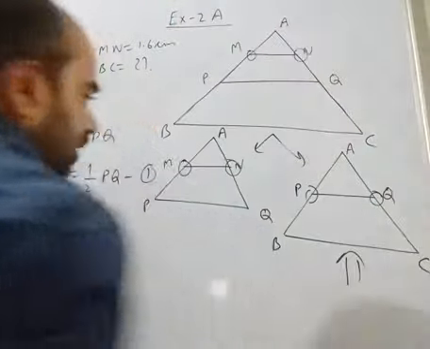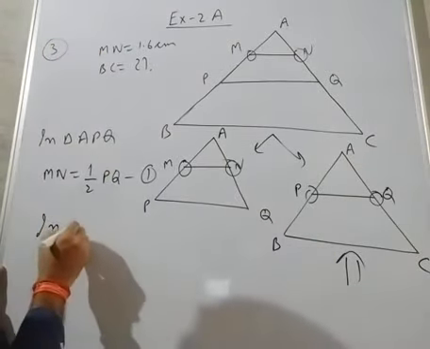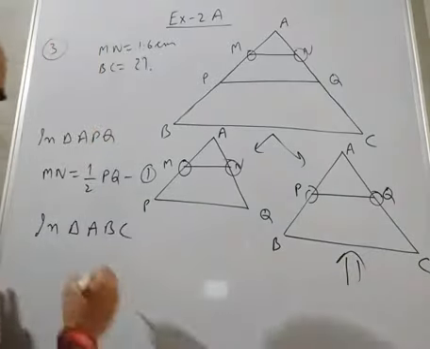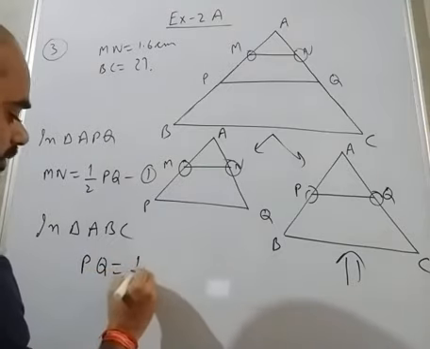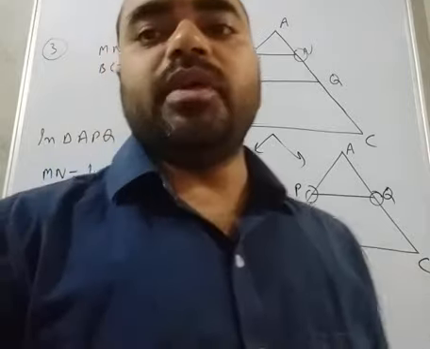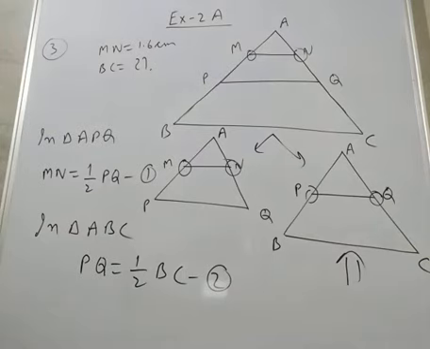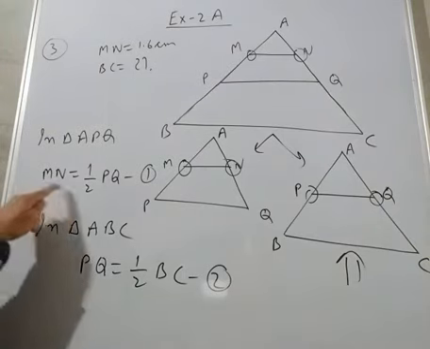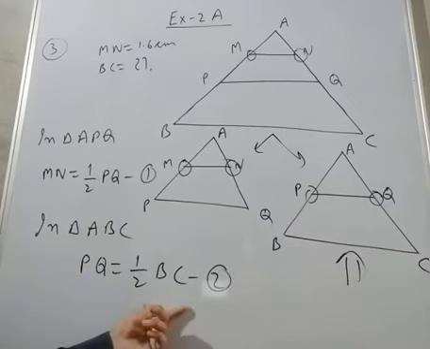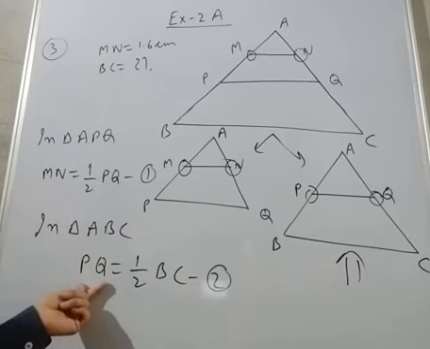Similarly, we can apply the midpoint theorem in triangle ABC also. In triangle ABC, P and Q are midpoints. It means PQ will be half of BC, second equation, and both are by the midpoint theorem, correct? Now comparing equation 1 and 2, MN is equal to half PQ and PQ is equal to half of BC, correct? Now from here we can find the value of PQ.